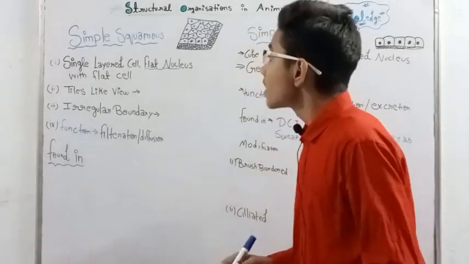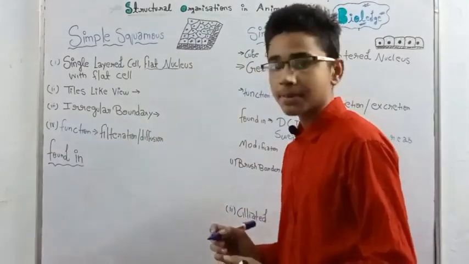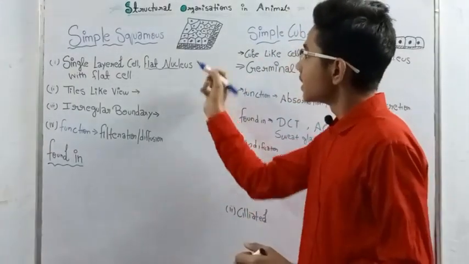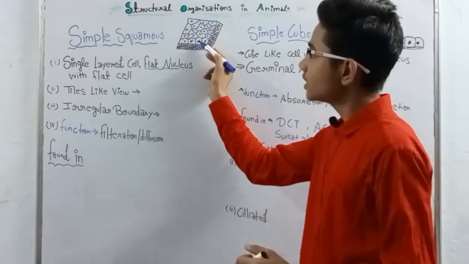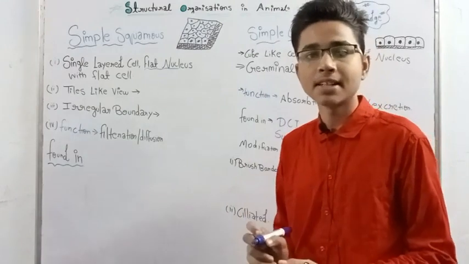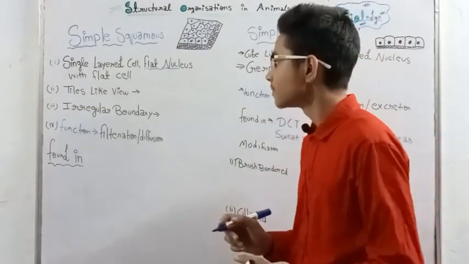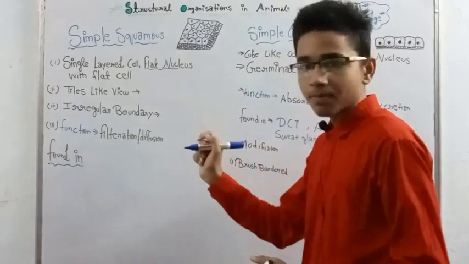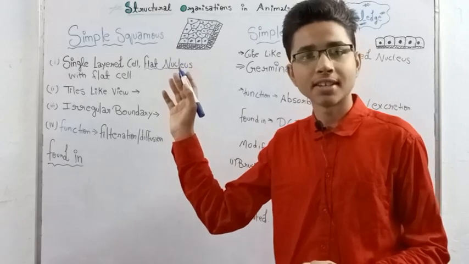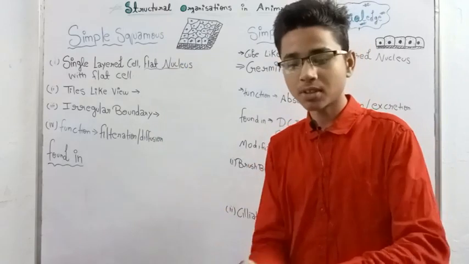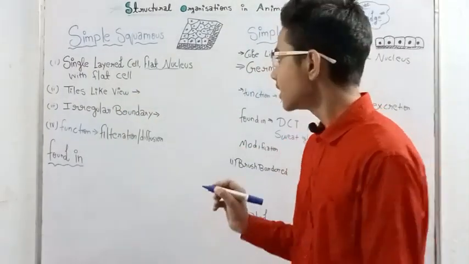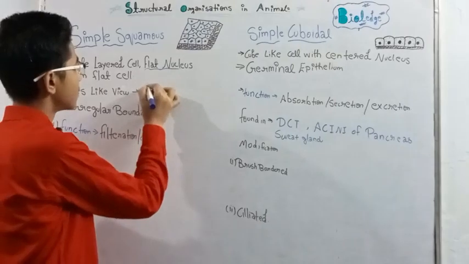So let's see them. As mentioned here, single layered cells are present and they are flat cells with a flat nucleus. As the diagram is representing, the single layered cells are compactly arranged with very little intercellular spaces and matrix. So they have a tiles-like view. Suppose you are walking on a footpath and just imagine this kind of tissue arranged. They are very similar to footpath bricks. That's why, because of the tiles-like view, they are termed as pavement epithelium.